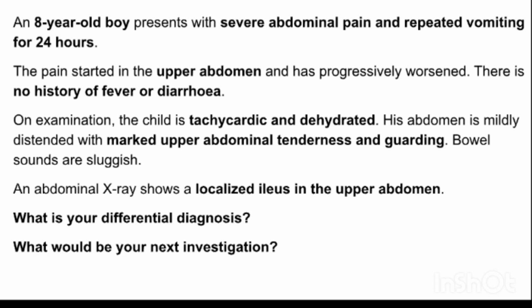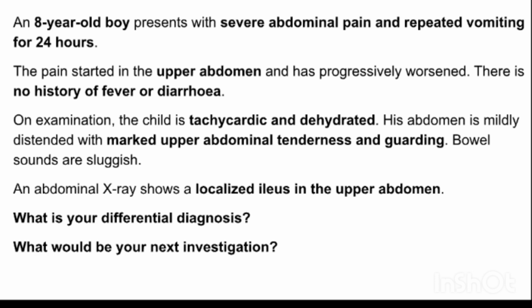An 8-year-old boy presents with severe abdominal pain and repeated vomiting for 24 hours. The pain started in the upper abdomen and has progressively worsened. There is no history of fever or diarrhea. On examination, the child is tachycardic and dehydrated. His abdomen is mildly distended with marked upper abdominal tenderness and guarding. Bowel sounds are sluggish. An abdominal X-ray shows a localized ileus in the upper abdomen.